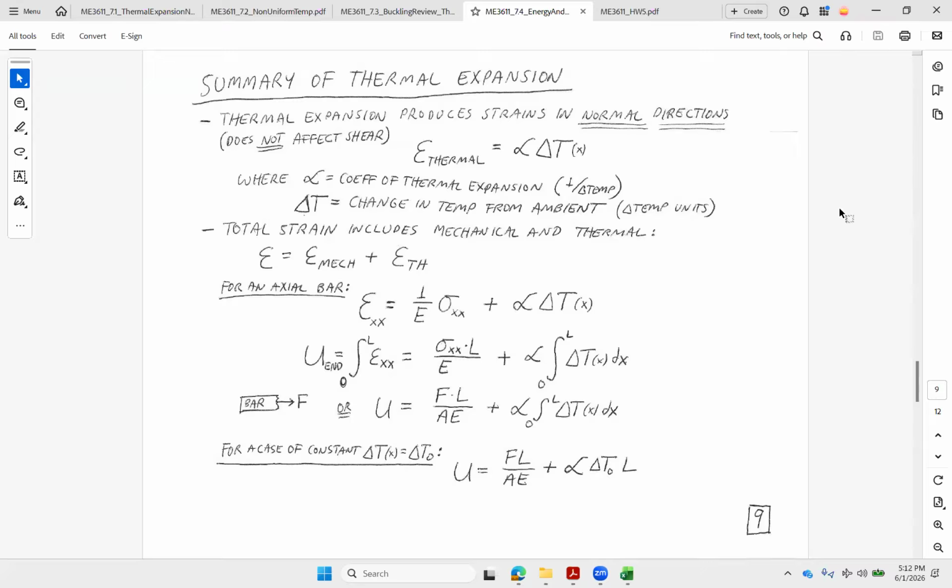If we integrate that over the length of the bar, we get sigma times L over E, or FL over AE on the mechanical side. And then on the thermal side, we get alpha and integral delta T dx. If we have a constant delta T like we did in the early examples, we can just make that delta T times L and get this expression right. So for an axial bar, we've got all of our basic expressions right there.